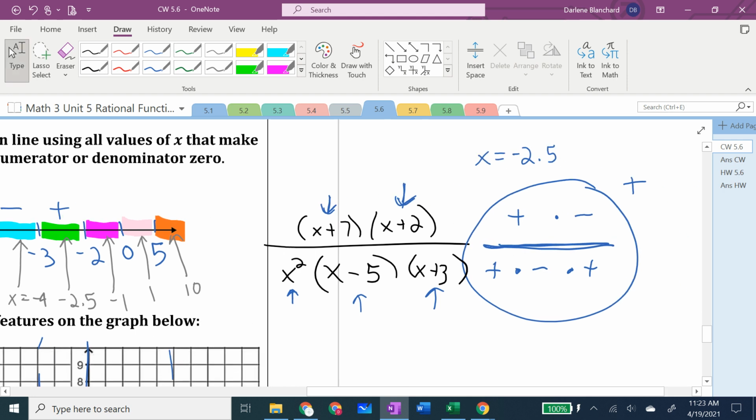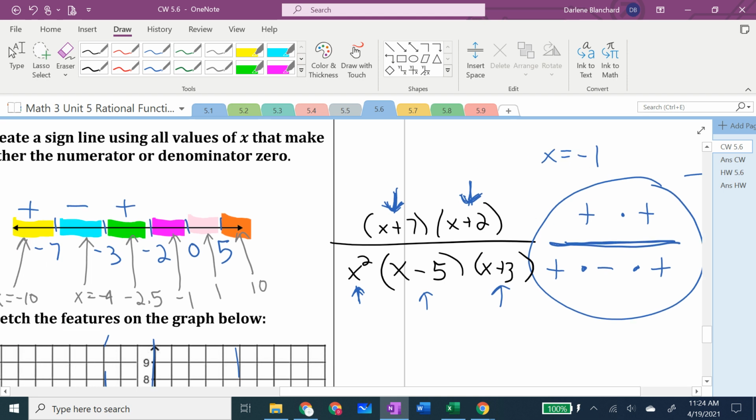Next, X equals -1. -1 plus 7, negative. -1 plus, hold on, reverse. -1 plus 7 is positive. -1 plus 2 is positive. -1 squared, forced positive. -1 minus 5, negative. -1 plus 3, positive. I only have 1 negative in that whole bunch. Negative it is.